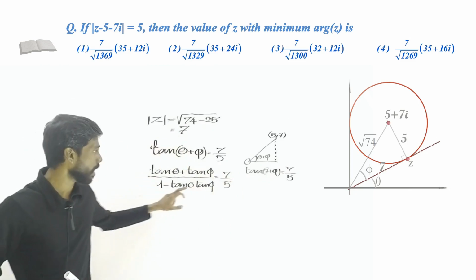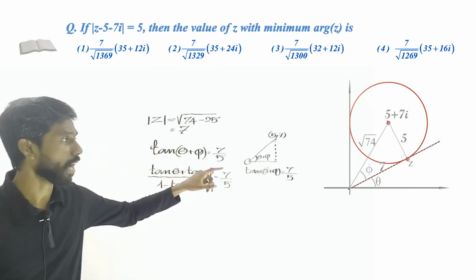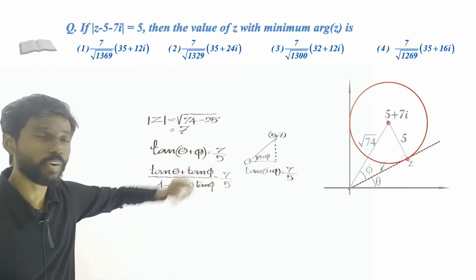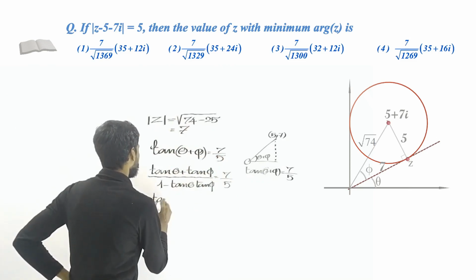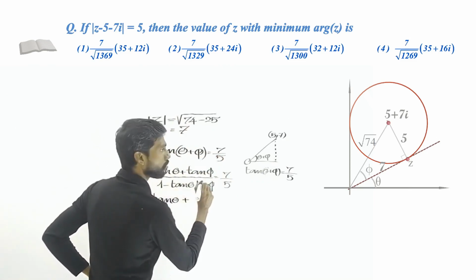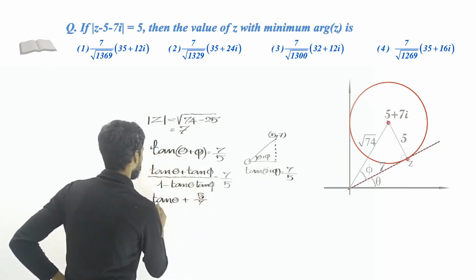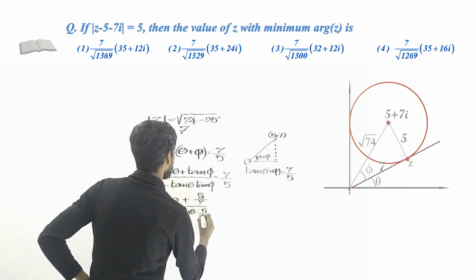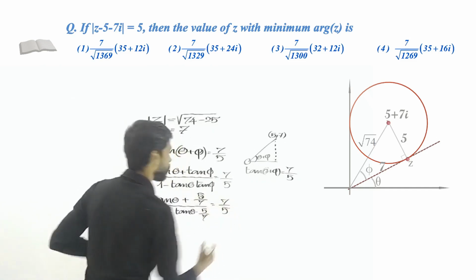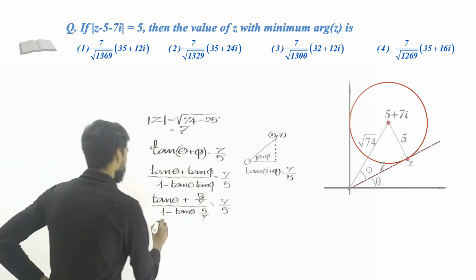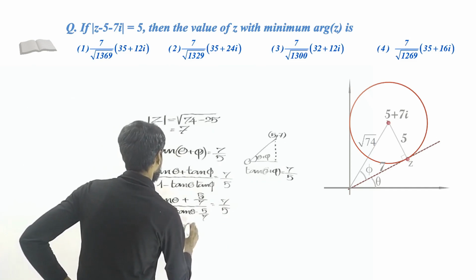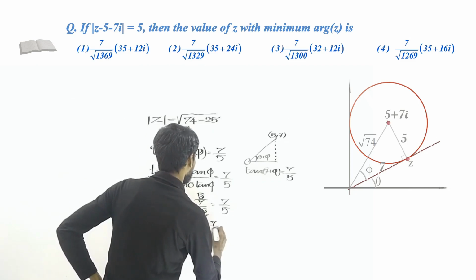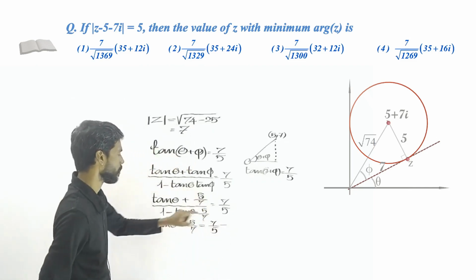But we know the value of tan phi also. What is tan phi in that right angle triangle? Phi is the angle of the right angle triangle, so tan phi is the opposite side 5 divided by the adjacent side 7. So 5 by 7 is the value of tan phi. So tan theta plus 5 by 7, divided by 1 minus tan theta multiplied by 5 by 7, equals 7 by 5. Now if you multiply, you will get tan theta plus 5 by 7 equals 7 by 5 minus tan theta, the 7 by 5 cancelling.